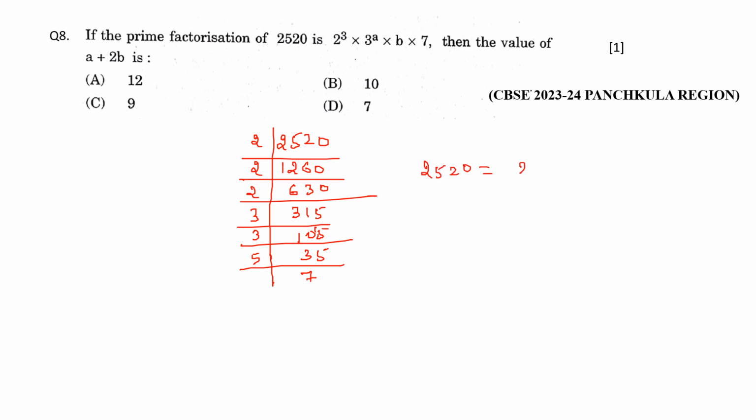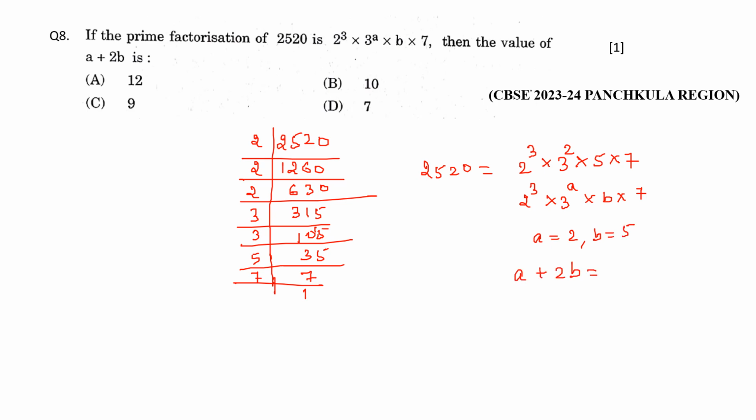So from here I can write 2520 as, now 2 came here 3 times, so 2 cube, into 3 came here 2 times, 3 square, into 5 into 7. Continue till you get 1 at the end. Now if you compare this with the factorization which is given in the question, 2 cube into 3 to the power a into b into 7, clearly you can see that a value is 2 and b value is 5. So let's find the value of a plus 2b. So it will be 2 plus 2 into 5, which will give 2 plus 10 equal to 12. So you can see A is the correct option.